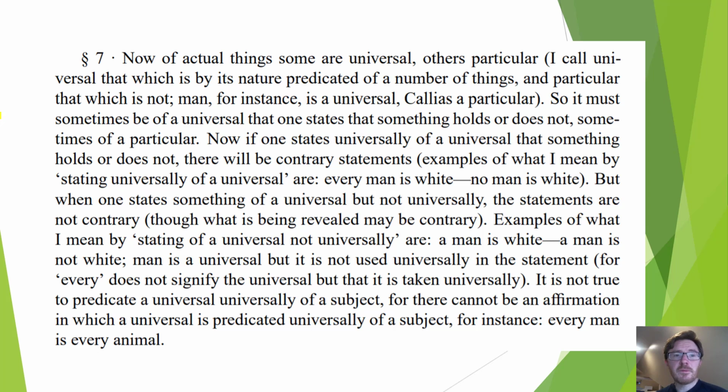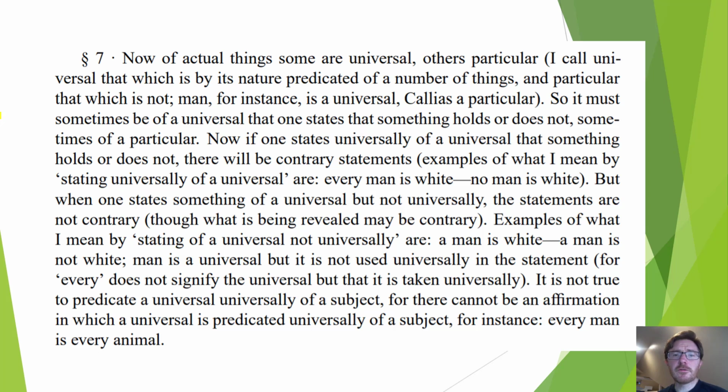Then he says, so it must sometimes be of a universal that one states that something holds or does not, sometimes of a particular. He's saying you can form sentences, meaningful sentences, about the properties of universals or the properties of particulars, right? When he says one states that something holds, that means that there's a claim, a sentence that makes a claim.